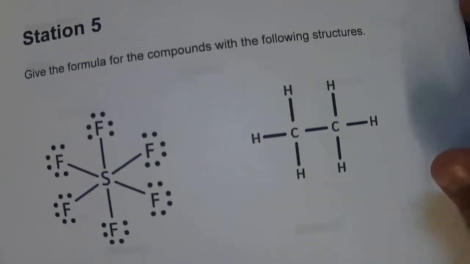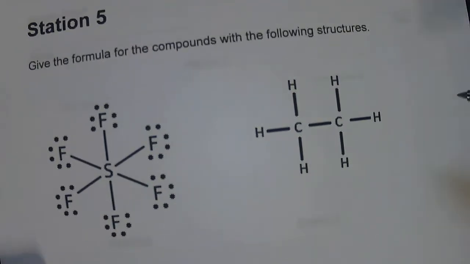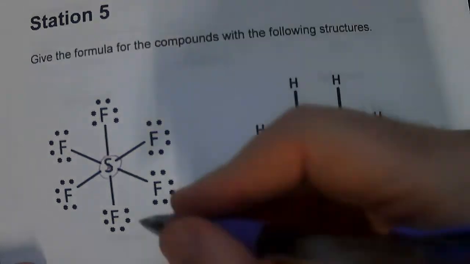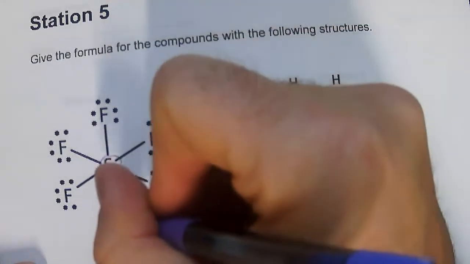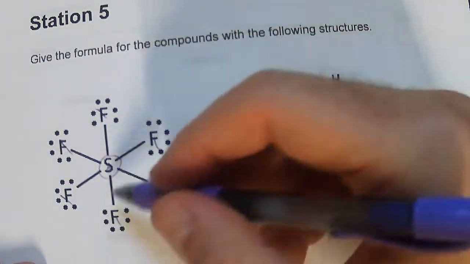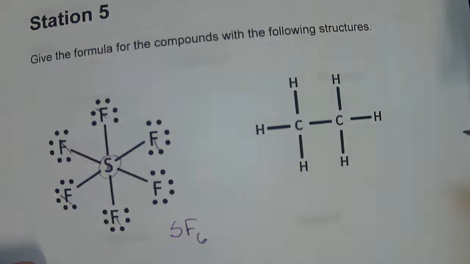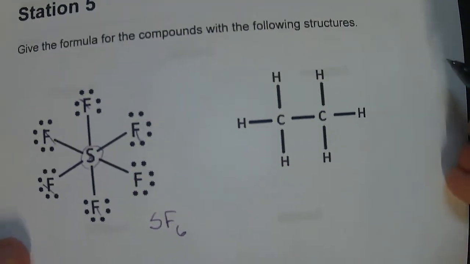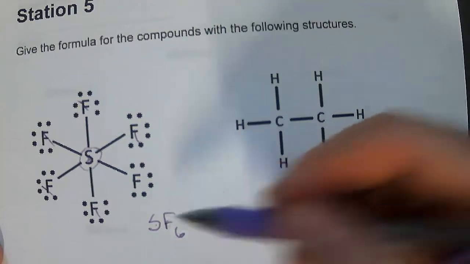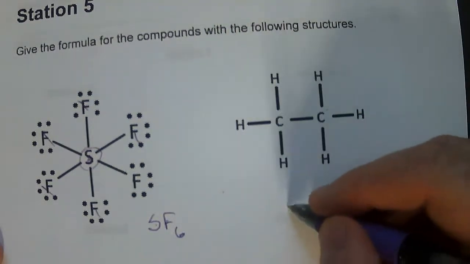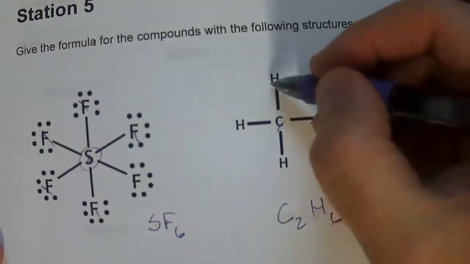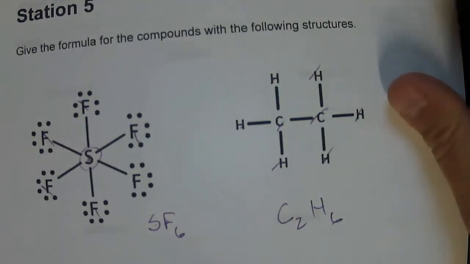Okay, so it says give the formula for the following structures. Pretty straightforward. We just have to count. Remember, the central atom almost always gets listed first. So this one we're going to do S, and then 1, 2, 3, 4, 5, 6. And I even cross them off just to make sure I count for them all. Sometimes my eyes play tricks on me. I'm old, so that's what happens. So SF6. I didn't ask you to name it, but you could name it. Sulfur hexafluoride. Okay, and then this is C2H6. C2, H 1, 2, 3, 4, 5, 6. Okay, so that's station 5.